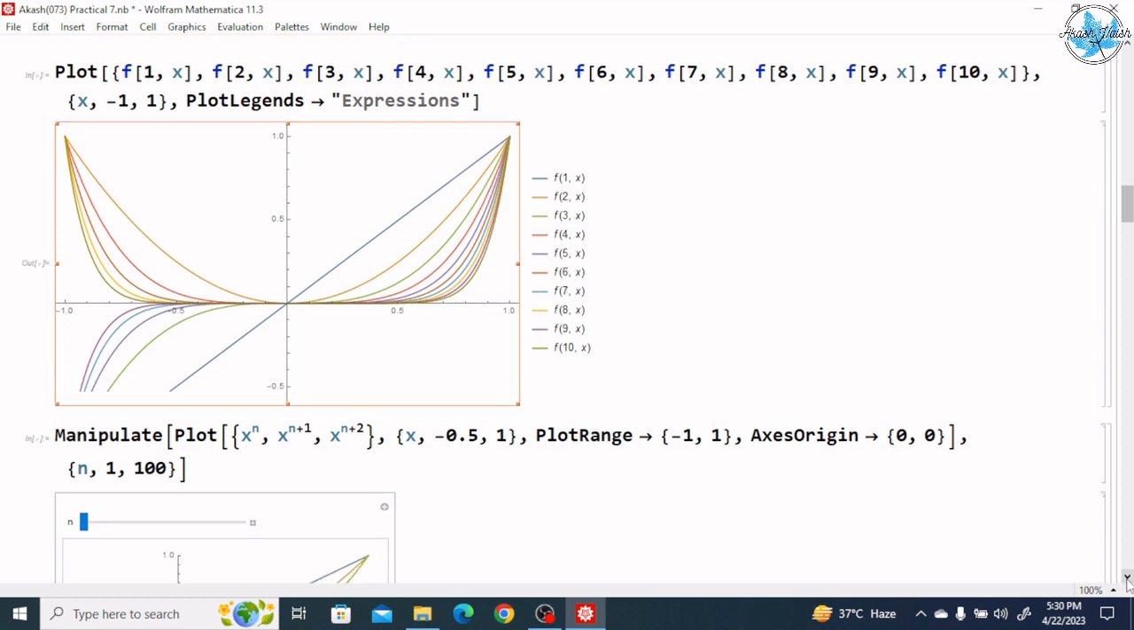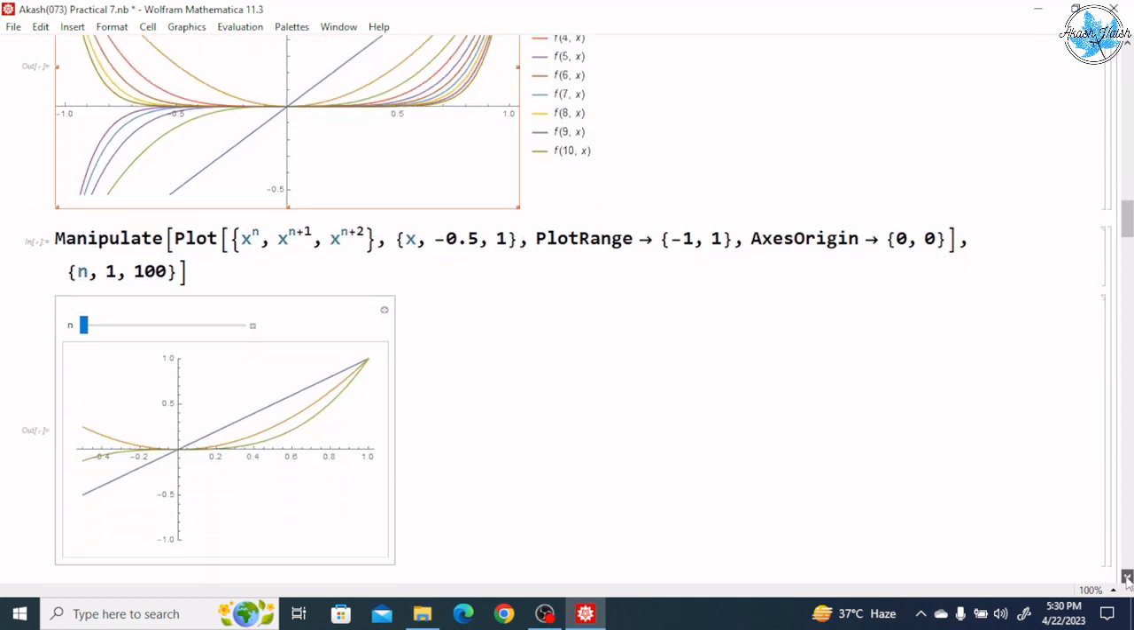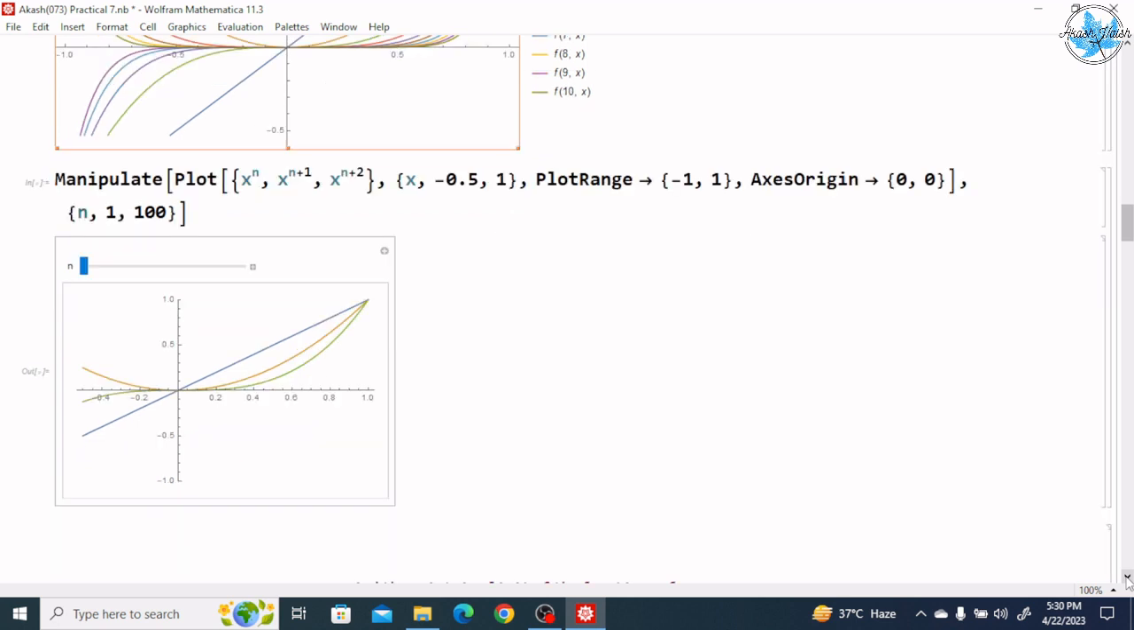Then how to give the manipulate command? If you don't want to draw the above graph, and you want to draw the table graph, then what you will do is give the manipulate command. In the manipulate command, to draw the graph of the function we will use the plot command. So the manipulate command is to vary the function, and the plot command is to draw the function. And in the plot command we will define our sequence. So we can see when we change the value of n, the first function is x to the power n.